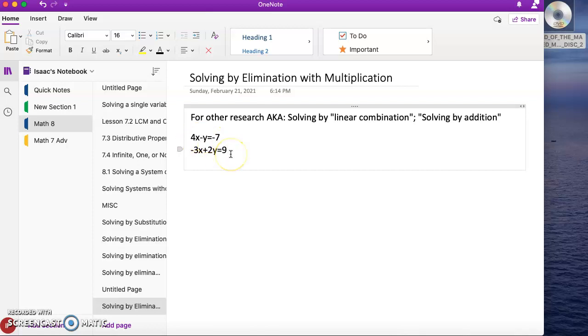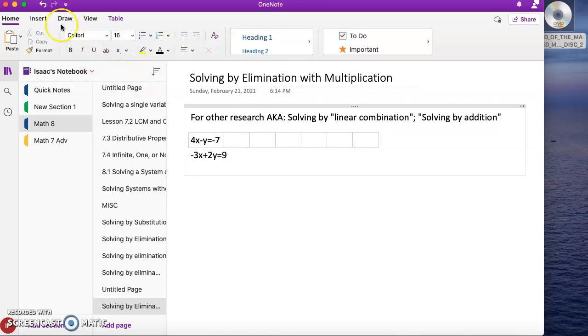Now let's see. Could we use substitution? Well, potentially we could without too much trouble, because this y is by itself, but we're still going to use something else this time. And could we immediately use elimination? Could we add or subtract these two equations to get rid of a variable? Let's see, 4x plus -3x would just be x, so it didn't get rid of it, and -y plus 2y would just be y, so that wouldn't get rid of it. If I subtract them, it still wouldn't. Thankfully, we have another technique where we can still use elimination in a slightly different way.